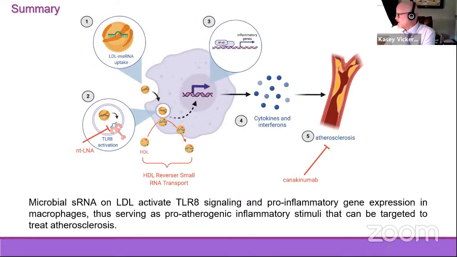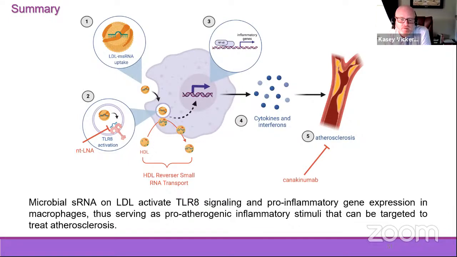So in summary, we think that microbial small RNAs on LDL activate Toll-like receptor 8 signaling, and this drives pro-inflammatory gene expression in macrophages. We think it reorganizes the macrophage phenotypes, which ultimately promotes healthy removal and efflux of cholesterol from the lesion. We don't see a consequence of plasma cholesterol increasing, and to date, we don't see a lot of evidence in other tissues of where the cholesterol is going, but we are actively looking for that.